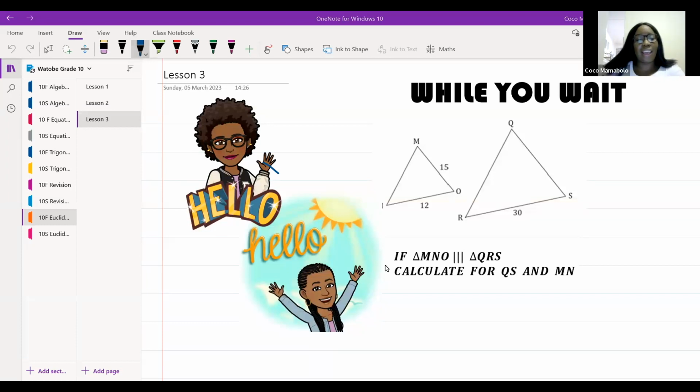Going to be looking at using the sides in proportion to figure out what the side QS is. So we want to find right QS and M. This should be an N. You know when my N went M.